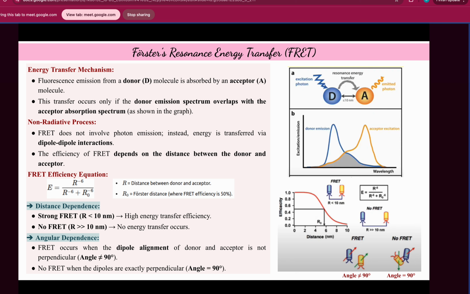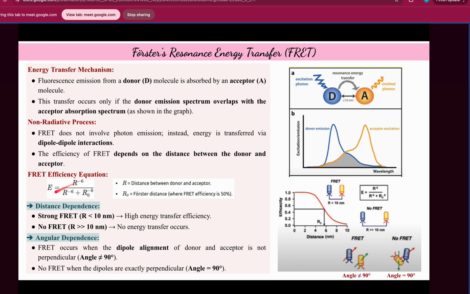Similarly, in FRET, the donor, when it is excited and reaches its excited state, then to come back to its normal state, instead of emitting light, passes this energy to the acceptor. The acceptor molecule accepts that energy, but the precondition is that their distance should be less than 10 nanometers. And then only there will be some kind of overlap between their emission and excitation spectra. So this efficiency depends on the distance between the donor and acceptor.